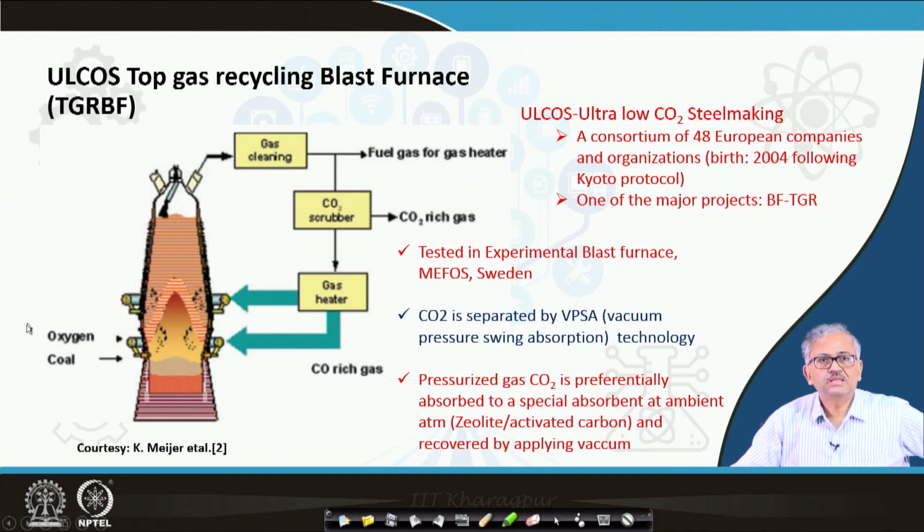And another thing is that oxygen is charged at room temperature, so we are not supplying the sensible heat of the air blast, and then the flame temperature will also be controlled. So these are the things done. Oxygen at room temperature is charged, and coal at room temperature, and then you recycle the CO rich gas through the two tuyeres, one is the shaft tuyere and the other the hot tuyere. They have used a lot of options, like only through the shaft tuyere or only through the hot tuyere, sometimes preheated gas, sometimes non-preheated gas, and sometimes through both tuyeres.